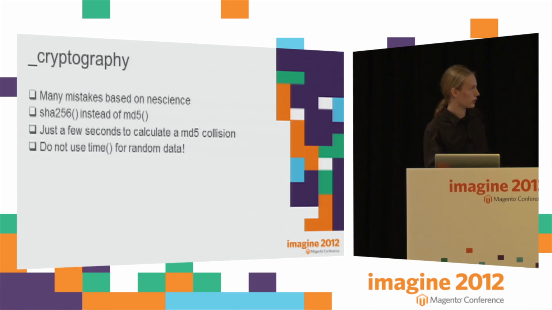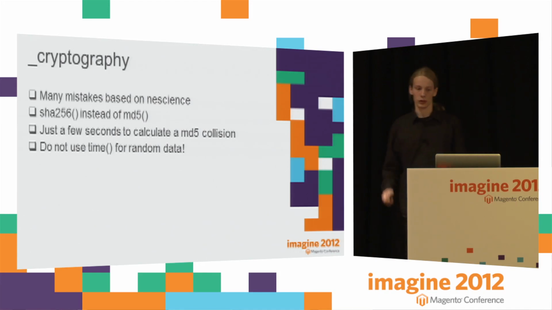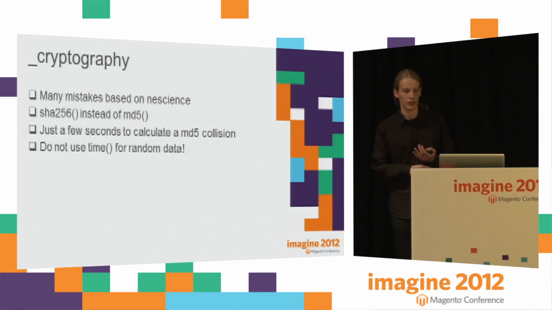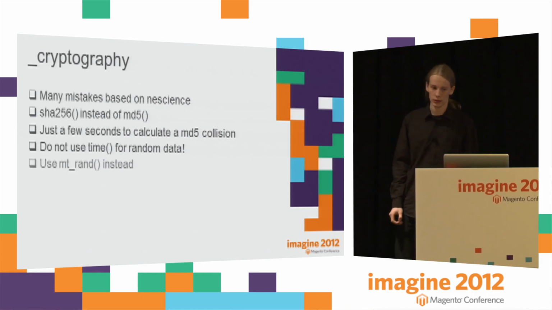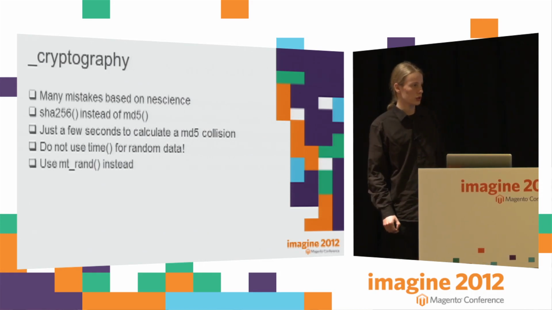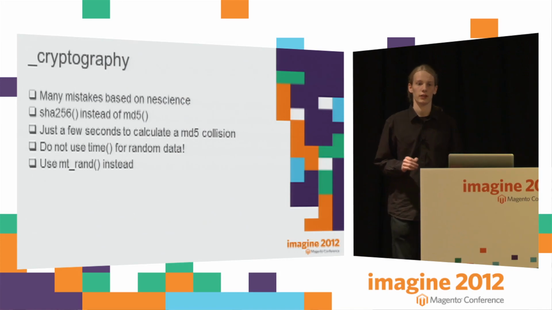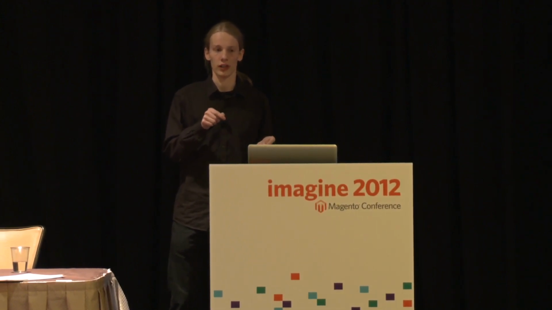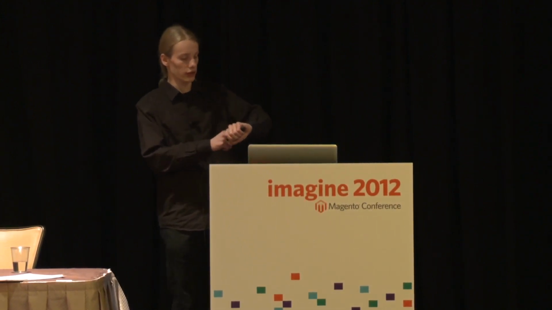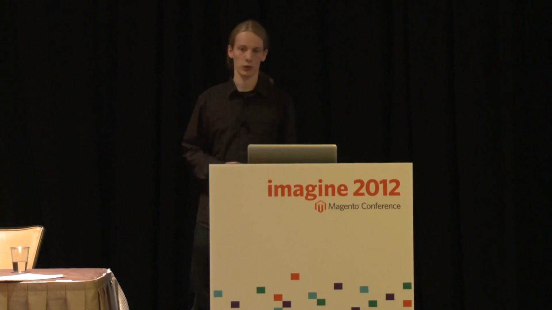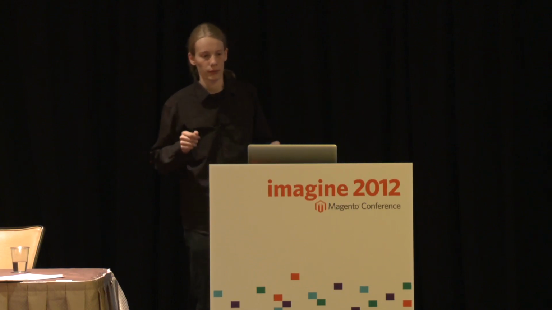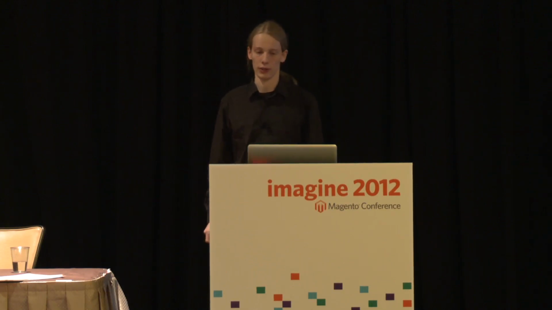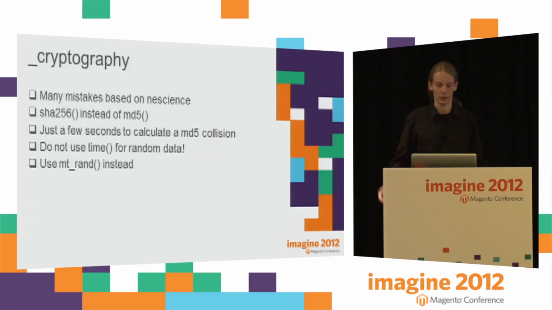Also, a very important point is do not use time for random data. I saw it often. I saw it also in the Magento core. I saw it in modules everywhere. There's a simple function, mt_rand, which has perfect random data. If you use time, everyone who knows when this time function is called can look at the clock and see, oh, it's the timestamp right now, so the key or whatever is exactly what my clock shows me. This is obviously not secure.